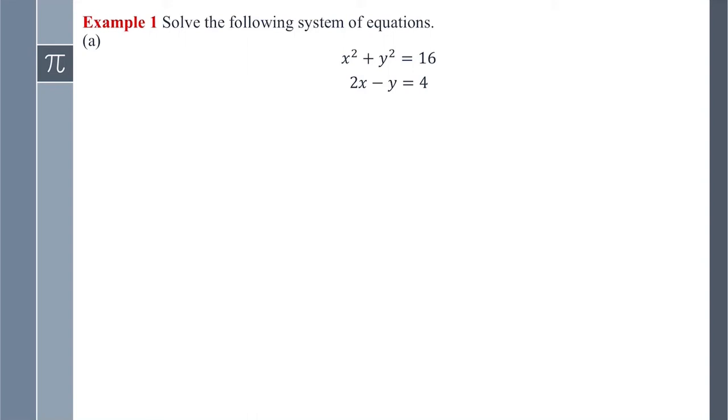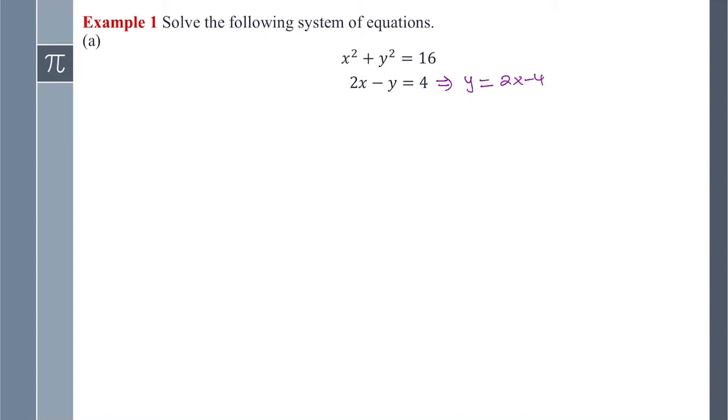So here, to solve for one of the variables, I think doing it from the second equation is easier because it's linear. So we'll solve for y from this second equation. If I solve for y, I get y equals 2x minus 4. If you subtract 4 on both sides and add y on both sides, you have y on one side and 2x minus 4 on the other.